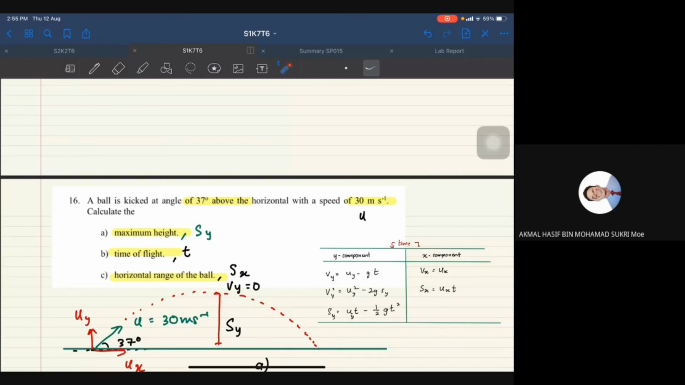Yang dekat maximum height itu adalah 0. Tapi kalau kamu dah biasa buat, kamu dapat soalan je, okay, Vy 0. Senang. Okay, dia kata range, senang je. Tak ada masalah. Okay, ada soalan tak? Kalau tak ada, kita berhenti dulu lah.